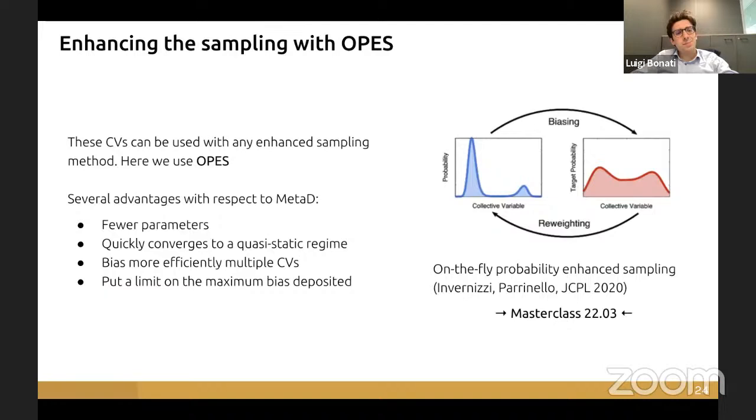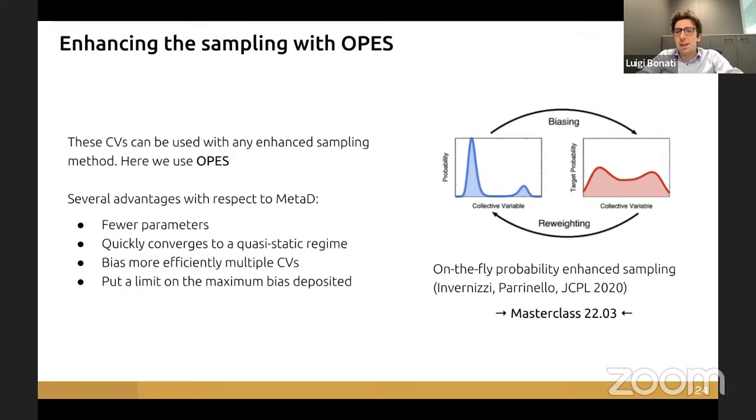We use OPES because it's very similar, at least to metadynamics, but it has several important advantages. It has fewer parameters, it quickly converges to a quasi-static regime, and it can bias multiple collective variables more efficiently. We can put a limit on the maximum amount of bias deposited. We can also sample different target distributions and so on and so forth. Okay, so now I start with advertisement, but having a robust sampling method is of course important.